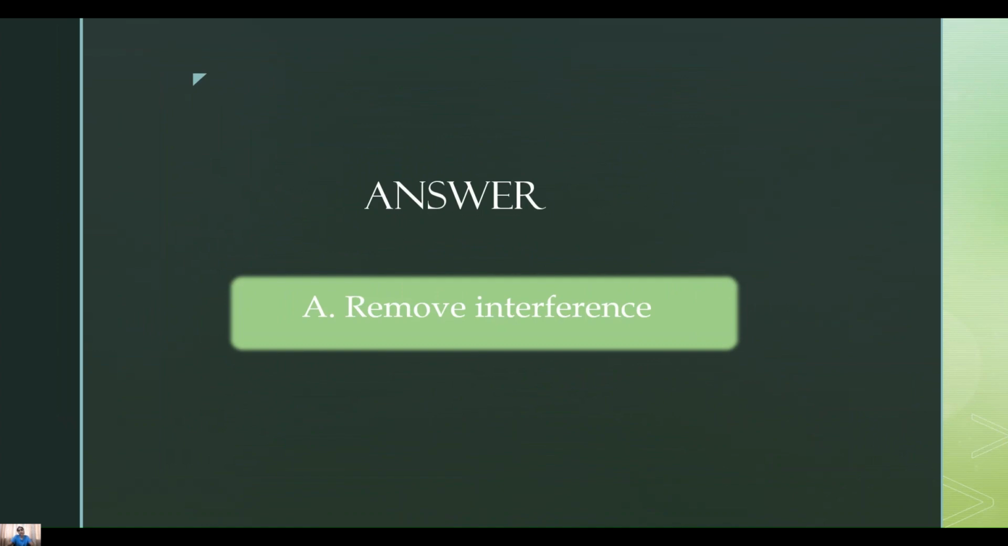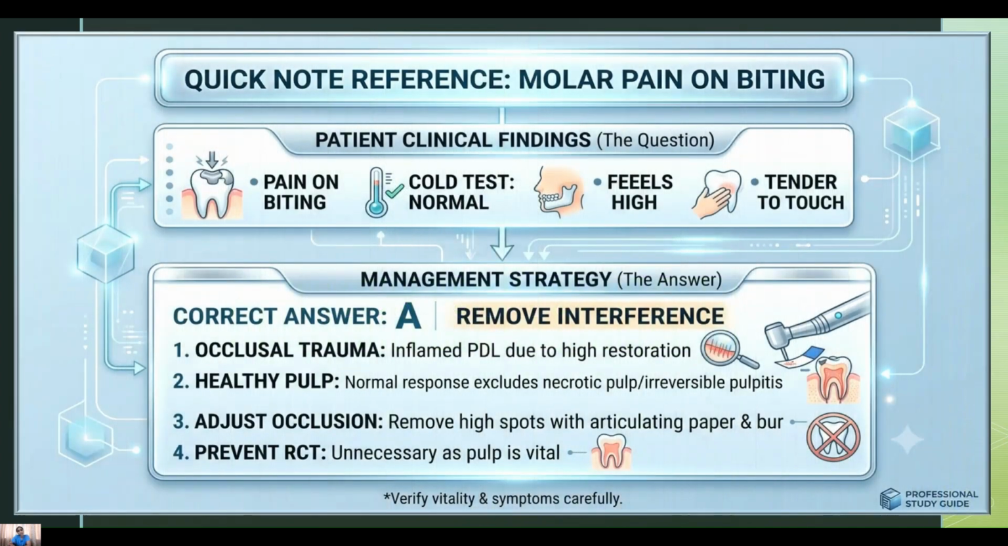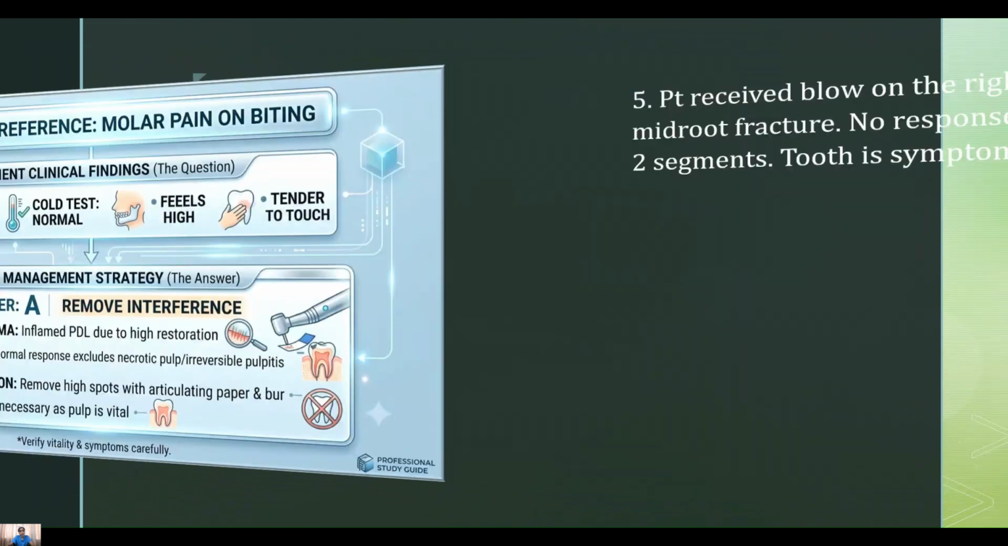The patient's pain occurs specifically on biting. The tooth is tender to touch and the cold test is completely normal. This tells us the pulp is healthy, but the periodontium is inflamed due to occlusal trauma caused by a high restoration. Since there is no irreversible pulpitis or necrosis, jumping to a root canal treatment or removing the entire filling is unnecessary. Simply checking with articulating paper and adjusting that high spot will relieve the pressure and resolve the symptoms. So always go conservative when the pulp is vital. And let's move on to our next question.